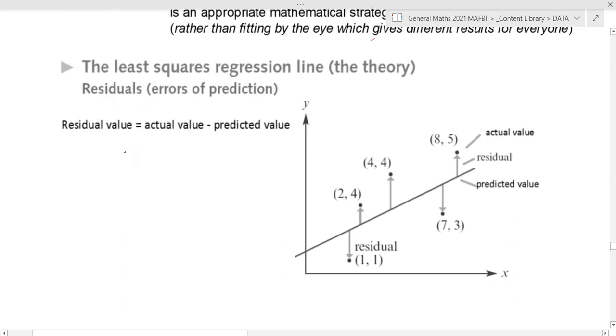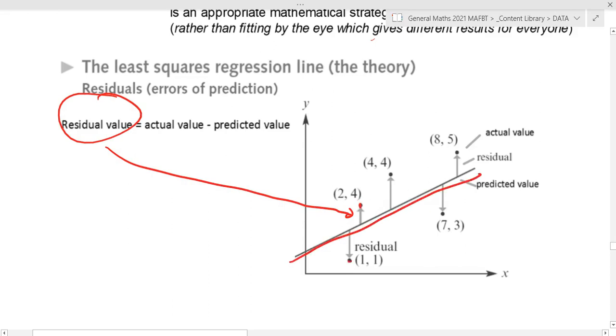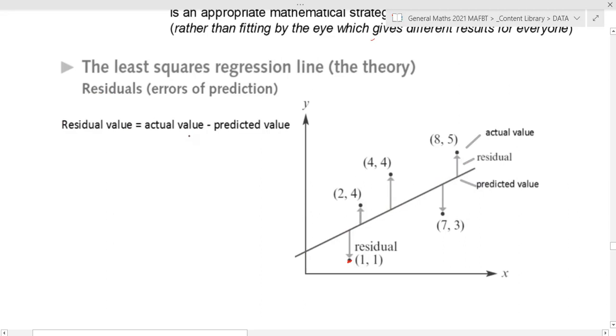So a residual is basically the space between the line and where the scatter plot dots are. Okay, so a residual is basically the space between a value on the line and a point on a scatter plot. So for example, there is a residual, that's a residual, that's a residual. So it's looking at these spaces.